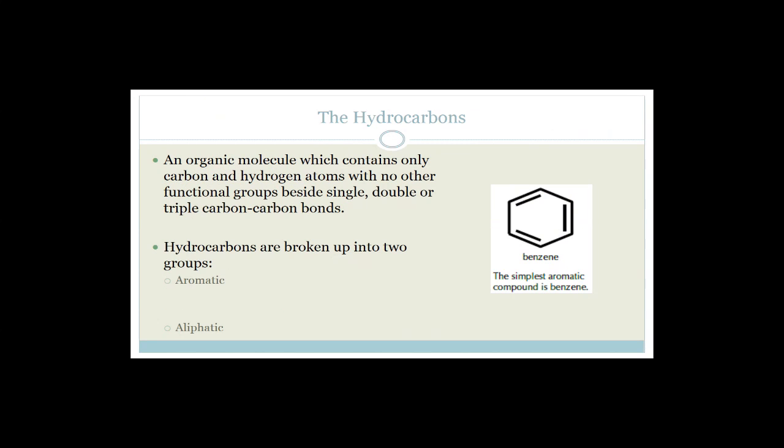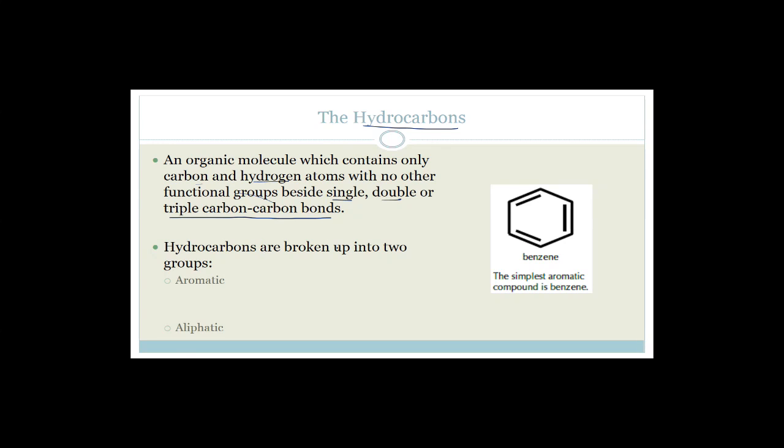Okay, so now let's talk about the hydrocarbons. The hydrocarbons are the most basic of all your organic molecules. An organic molecule which contains only carbon and hydrogen atoms and no other functional groups besides single, double, or triple carbon-carbon bonds is called a hydrocarbon. So hydrocarbons are the most simple of all your organic compounds, and they are made up only of single bonds, double bonds, or triple bonds, and only hydrogen and carbon.